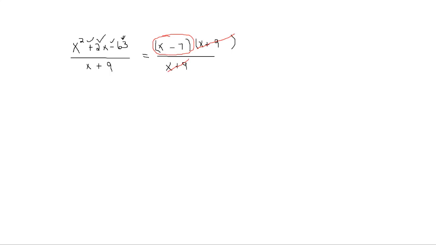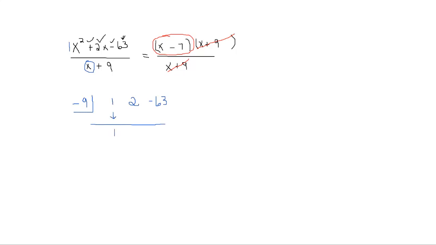And to do synthetic division, of course, I'm going to look in the denominator. And since x cannot be negative 9, I'm going to put the negative 9 in the box. And notice that my coefficients this time are 1, 2, and negative 63. And now I'm just going to do synthetic division, right? I'm going to drop the 1 down. That's the first thing we have to do.